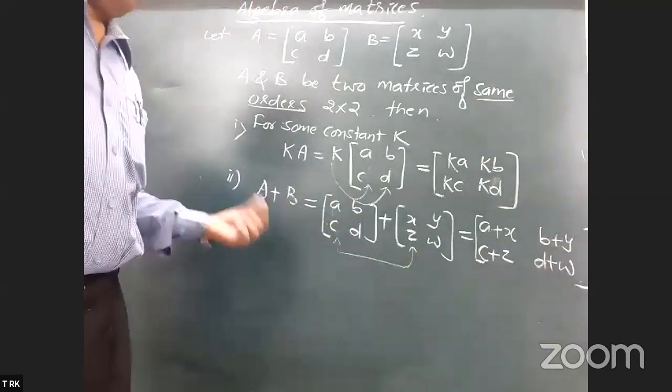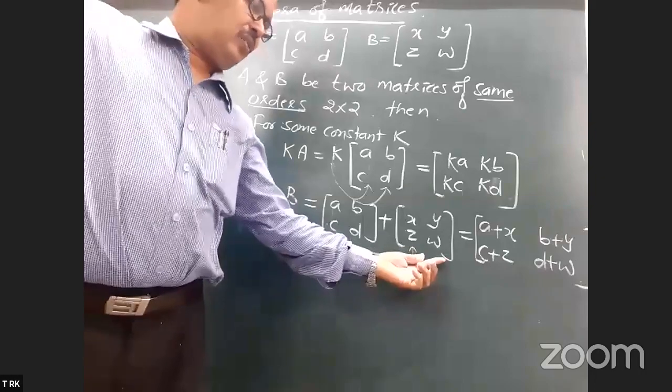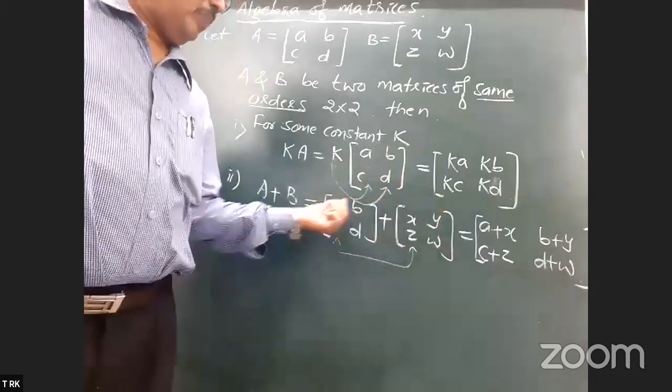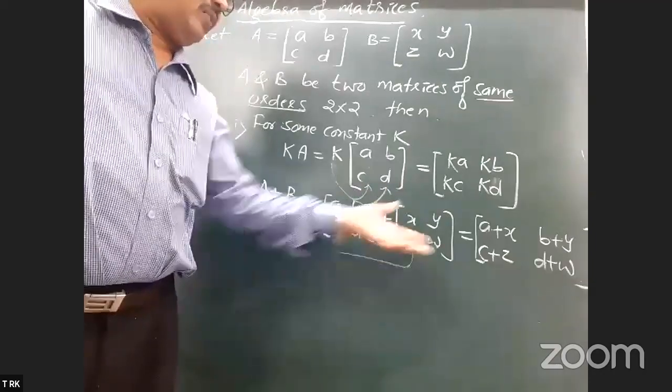A plus B, you have to add the entries of B to the corresponding entries of A. A plus X, B plus Y, B plus Z.